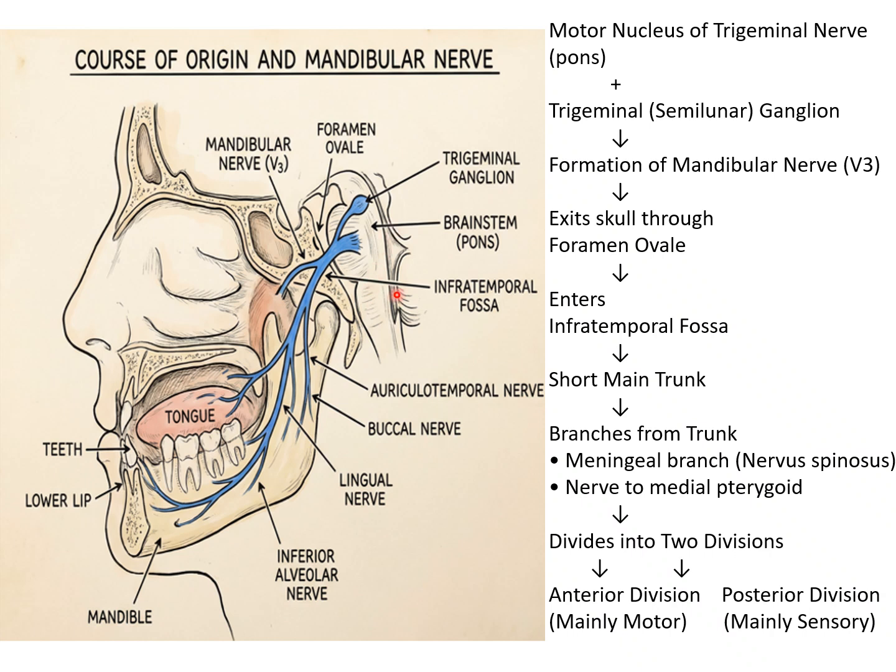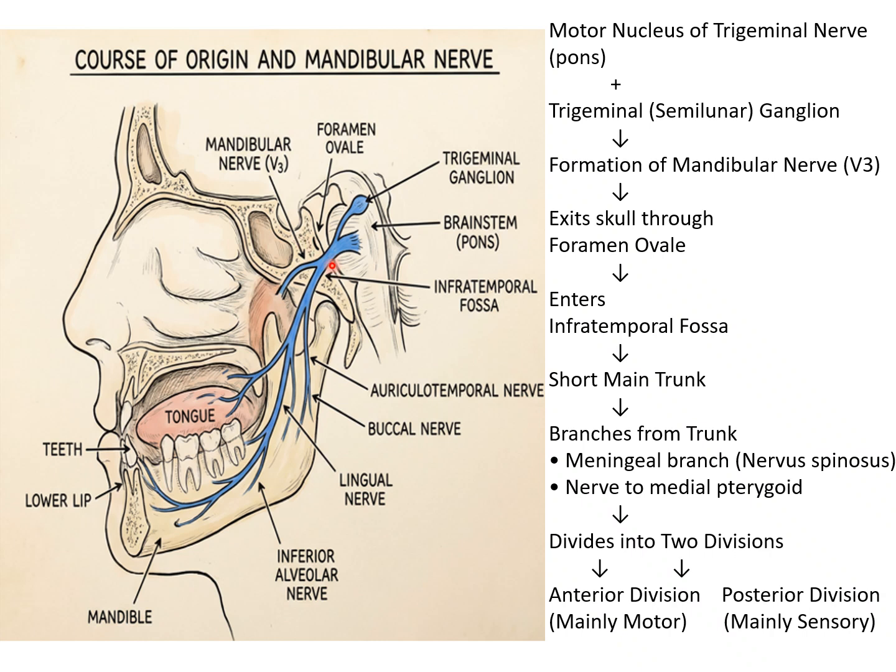So let's walk through the course of the mandibular nerve. We begin in the pons, that is the brain stem, where the motor nucleus of the trigeminal nerve is located. This is important because the third branch of the trigeminal nerve is the only division that carries motor fibers in addition to the sensory fibers. From here, the nerve fibers connect with the trigeminal ganglion, which contains the sensory cell bodies. Next, the motor and the sensory root combine to form the mandibular nerve.